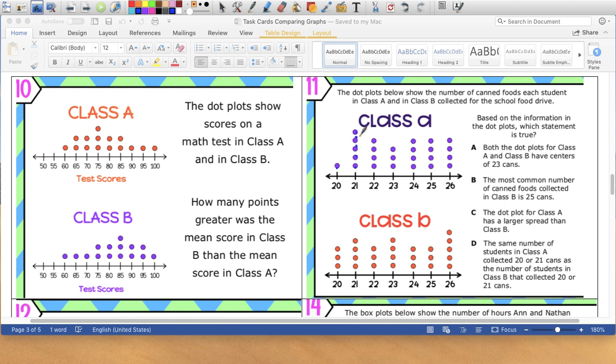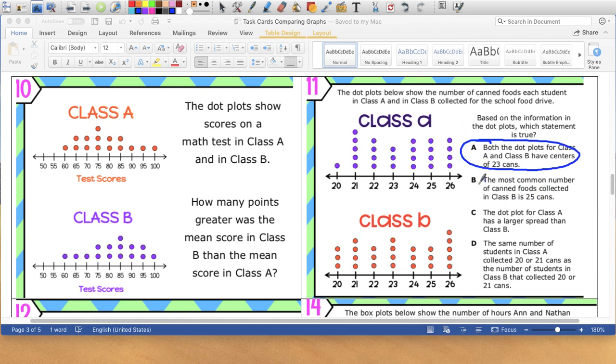Counting 1, 2, 3, 4, 5, 6, 7, 8, 9, 10 on each side, crossing off one at a time. And what's the center? 23. What about here? Do you think the center is 23? I also think this is 23. Counting 1 through 7, crossing off one at a time, and look at the center. So that's true. The median is 23 for both of them. So A is the one, and that's the one we want.